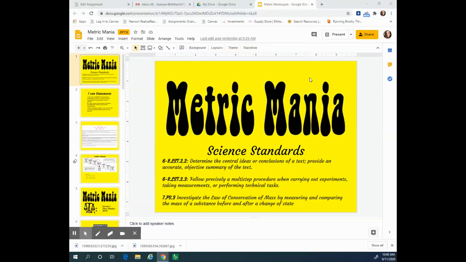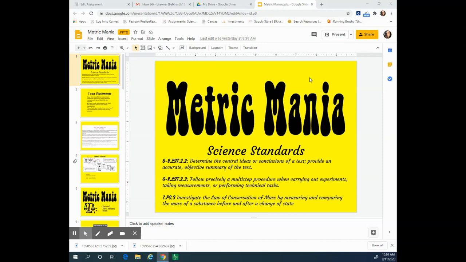All right, today we are going to be working on our density and volume a little more, and hopefully we will have our metric mania wrapped up no later than Monday. So let's go through our standards.